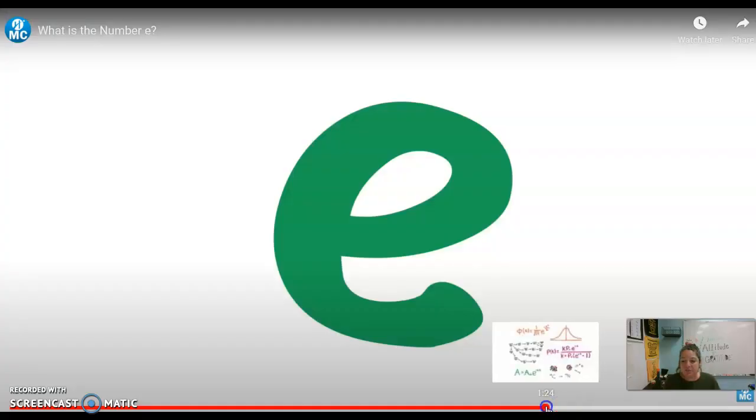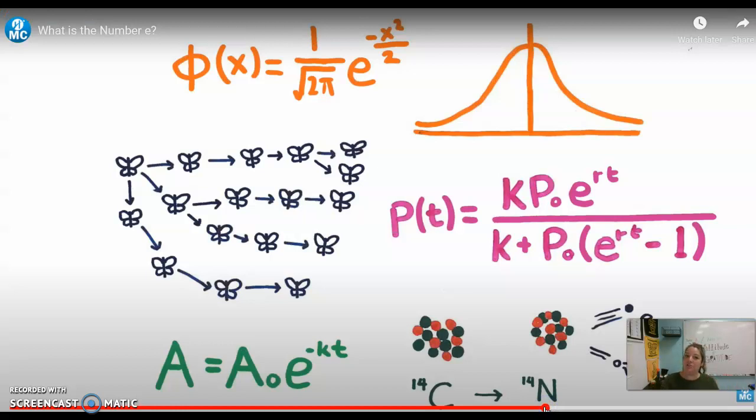These are just a couple of places that E is used in case you didn't know. E is used in statistics. It's used in, I don't know what this is, some sort of science. And then it's also used in like radioactive decay.